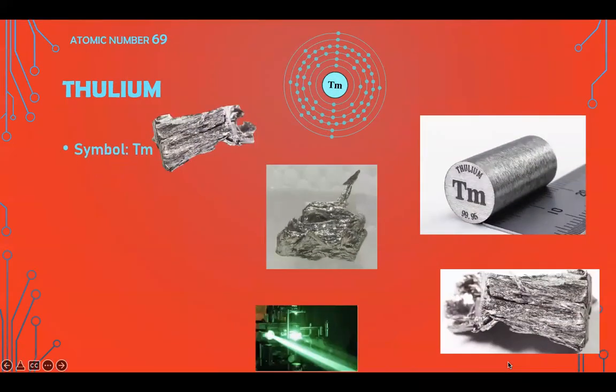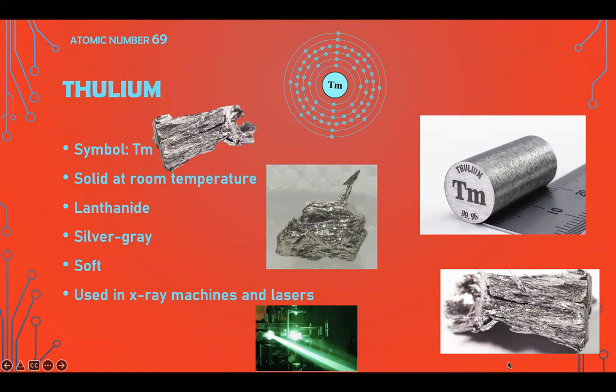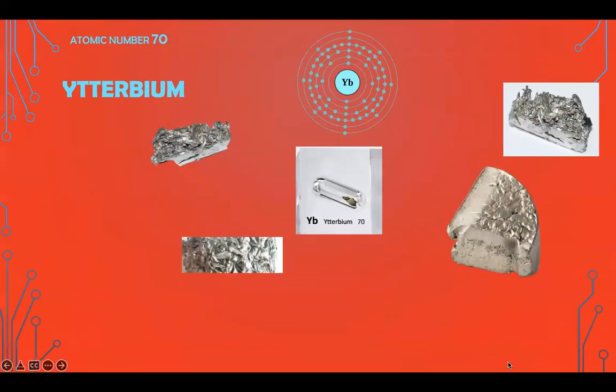Thulium, its symbol is Tm. It is a solid at room temperature. It's a lanthanide. Thulium is silvery green color. It's soft and is used in x-ray machines and lasers.